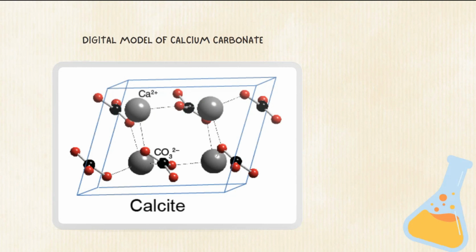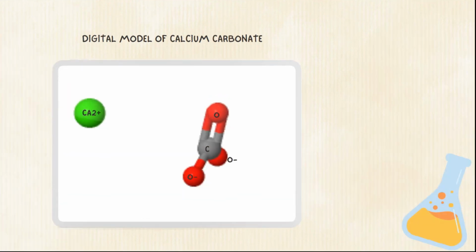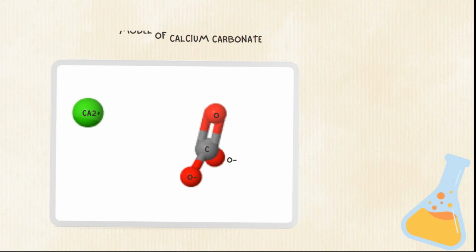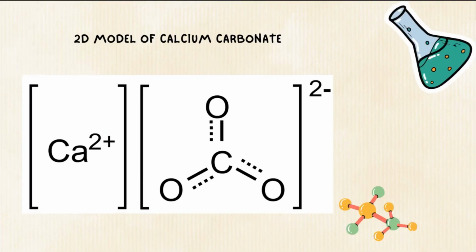So this is a digital model of calcium carbonate. As you can see, the gray sphere represents a calcium ion, the black sphere represents a carbon atom, and the red sphere represents oxygen. So this is a model that we have built. The green sphere represents a calcium ion. The other green sphere is a carbon atom. Oxygen with a double bond is an oxygen atom, and the red sphere with a single bond is an O- ion.